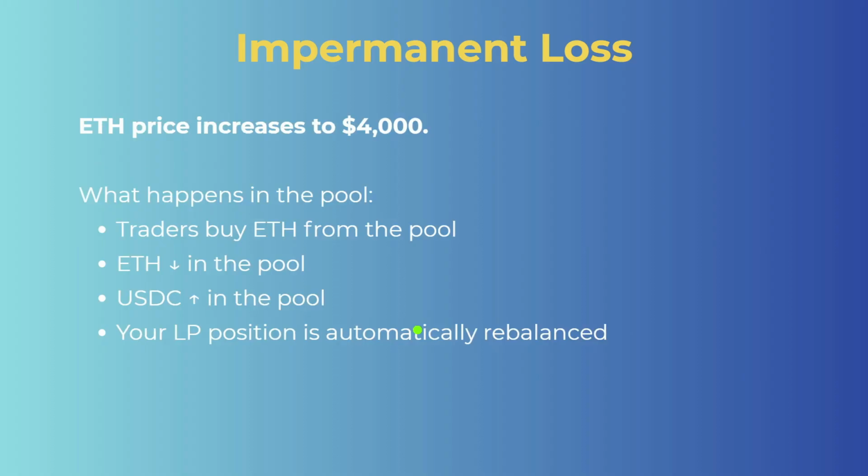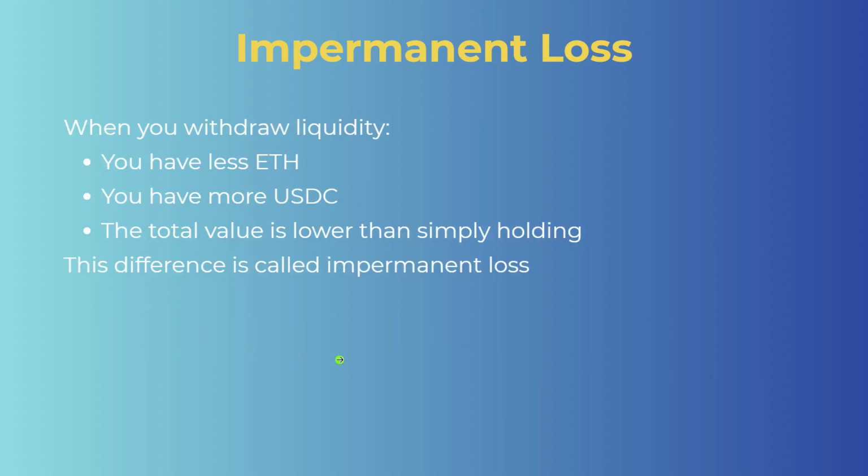It will happen that traders will buy it from the pool, so ETH will go down in the pool and USDC will increase. So our LP position is automatically rebalanced. When we withdraw the liquidity, we will have less ETH and we will have more USDC. So the total value is lower than simply holding the tokens. And this difference is called impermanent loss.